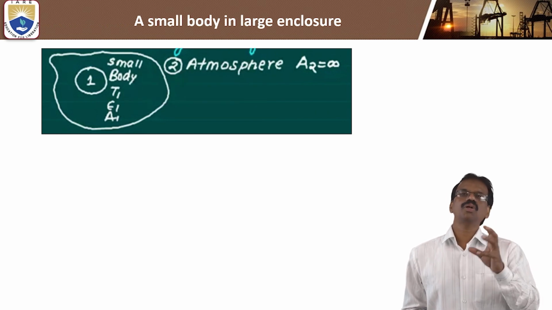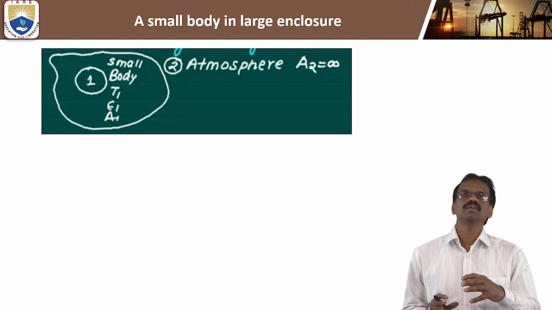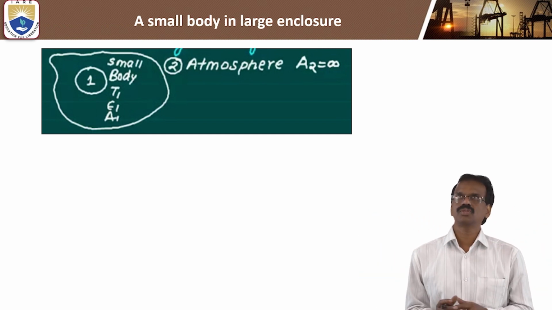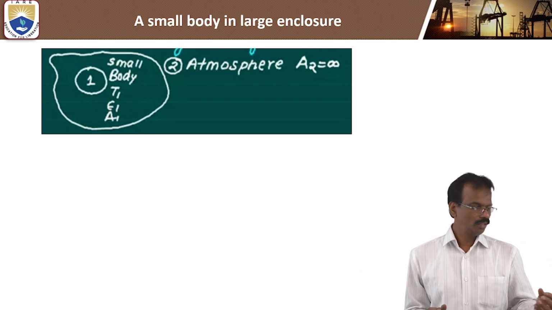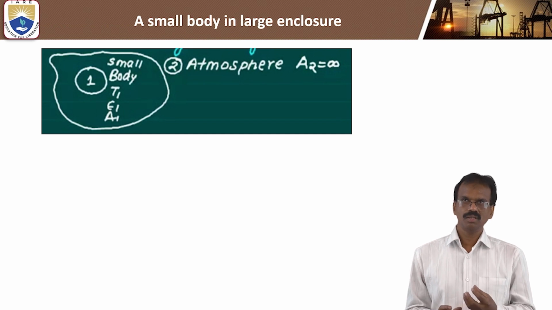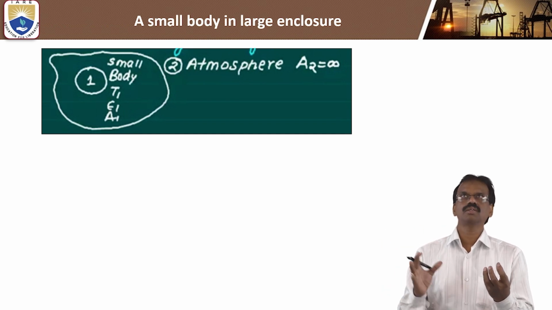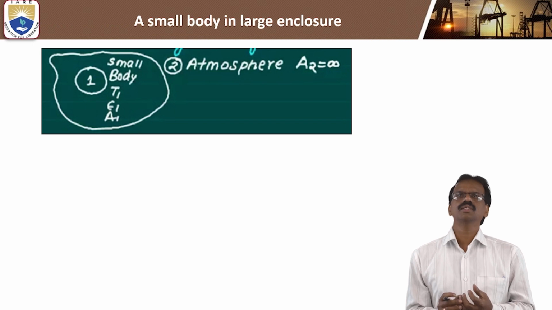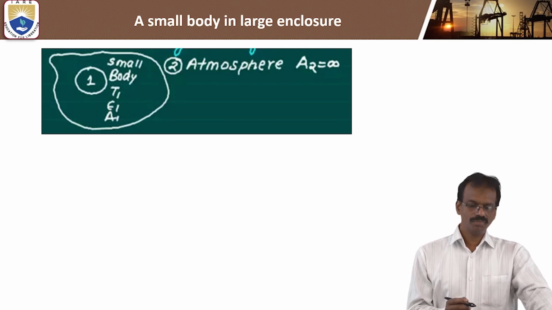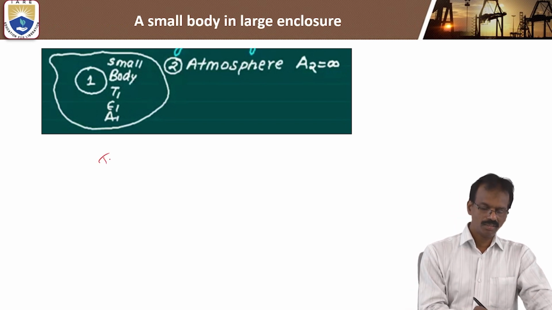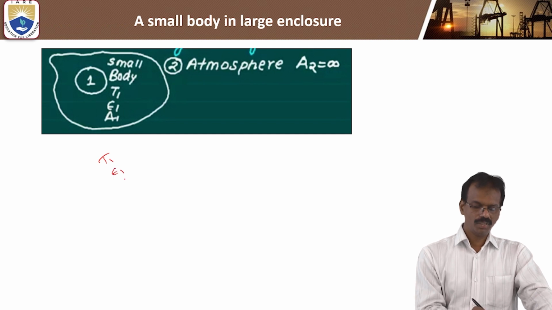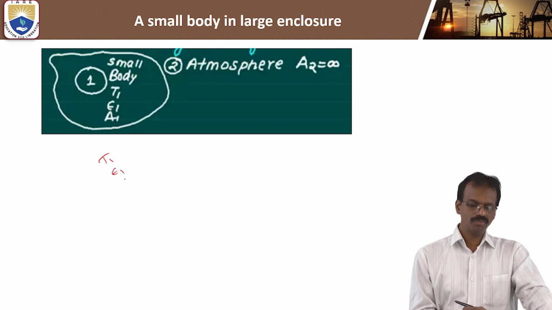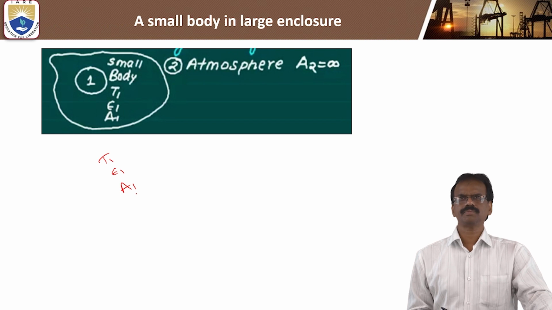Suppose a small body is placed in a big enclosure. You can assume one small body and just a big room. Compared to this small body, this big room is a very huge difference. So for the small body we can consider the temperature T1, emissivity epsilon 1, and the area A1.